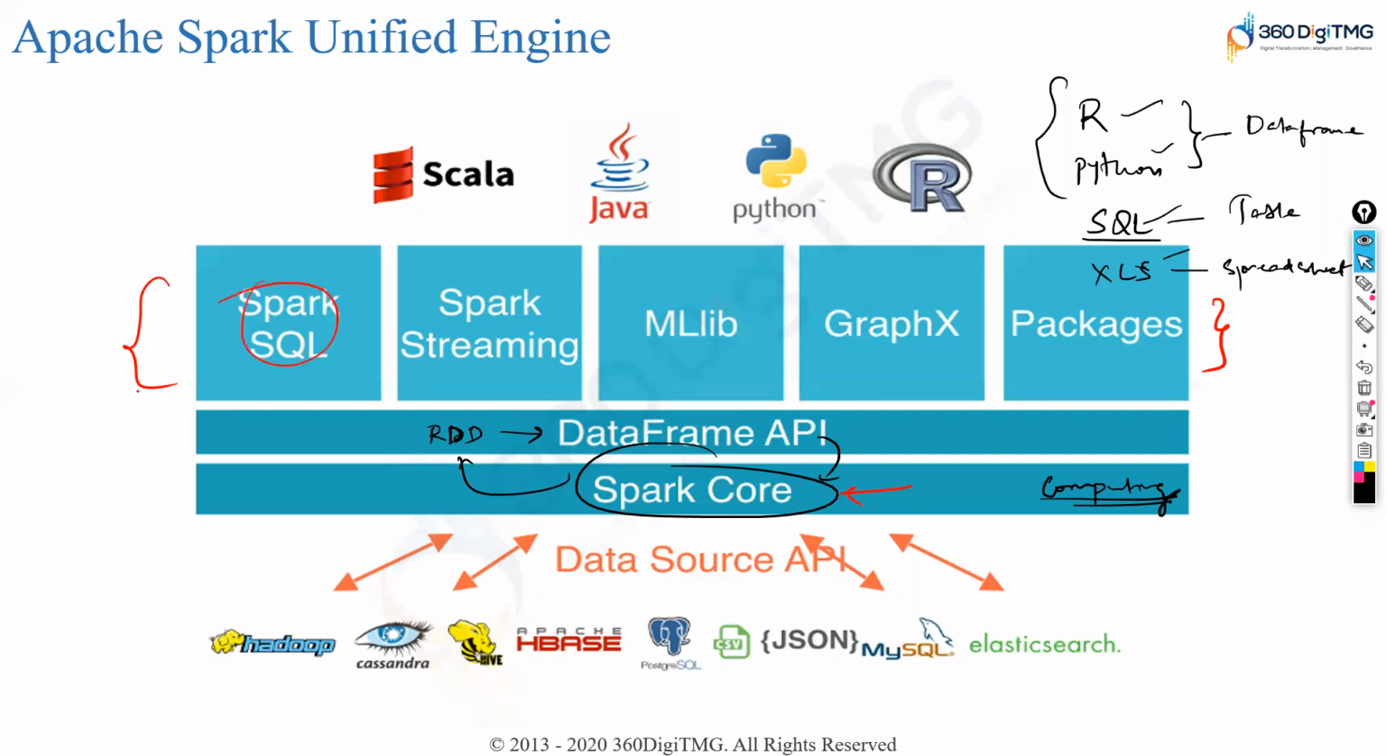If I want to do queries and structured data manipulation, then I use Spark SQL. If I want to work with live streaming data, Spark Streaming. If I want to develop machine learning algorithms, then MLlib. If I want to do network analytics, then I will use GraphX. Finally, to achieve all this, we need packages, and Spark gives us an inbuilt packages module. A lot of packages are readily available for us to do the processing.